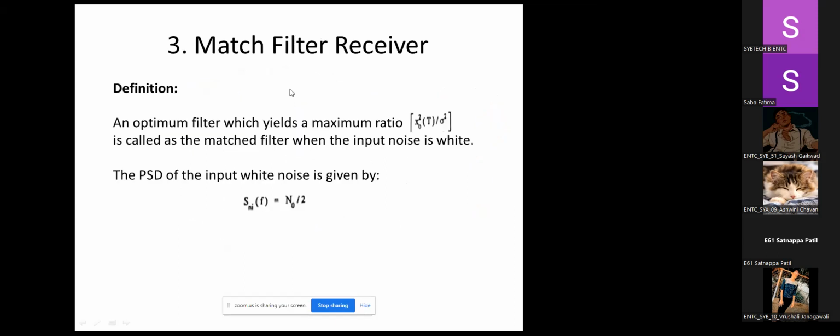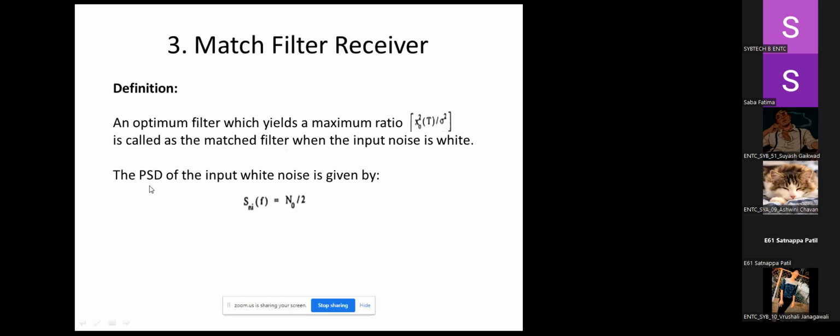The next is the matched filter. So now, what is the matched filter? It is an optimum filter, also one of the methods to demodulate the signal, which yields a maximum ratio of S by N. Okay, the signal to noise ratio should be high. Then we call it a matched filter when the input noise is white noise.